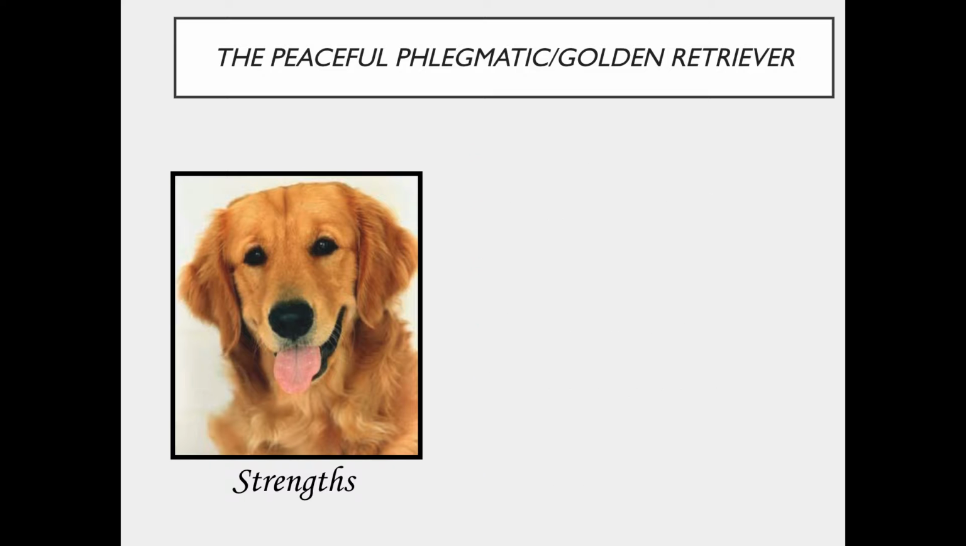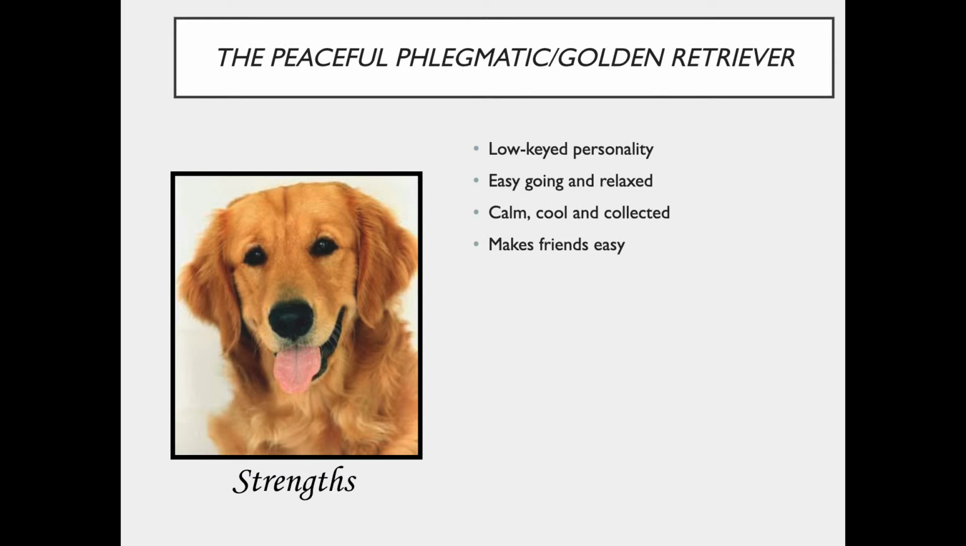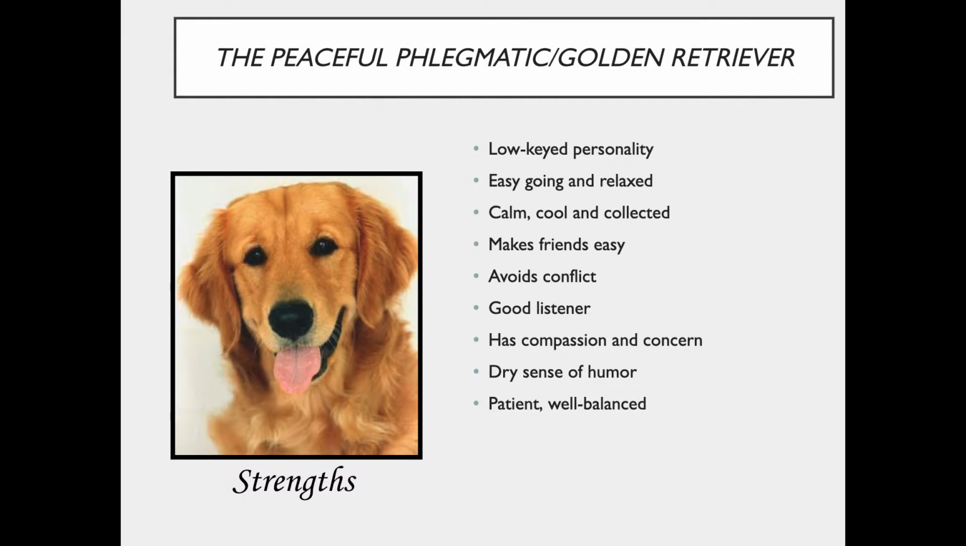But some of their strengths are always going to be some of their weaknesses. So just remember that. They have a low key personality. They're easygoing and relaxed, calm, cool, and collected. Makes friends easy. Avoids conflict. A good listener. Has compassion and concern. Dry sense of humor. Patient and well balanced. They keep emotions hidden, and they're the all purpose person.